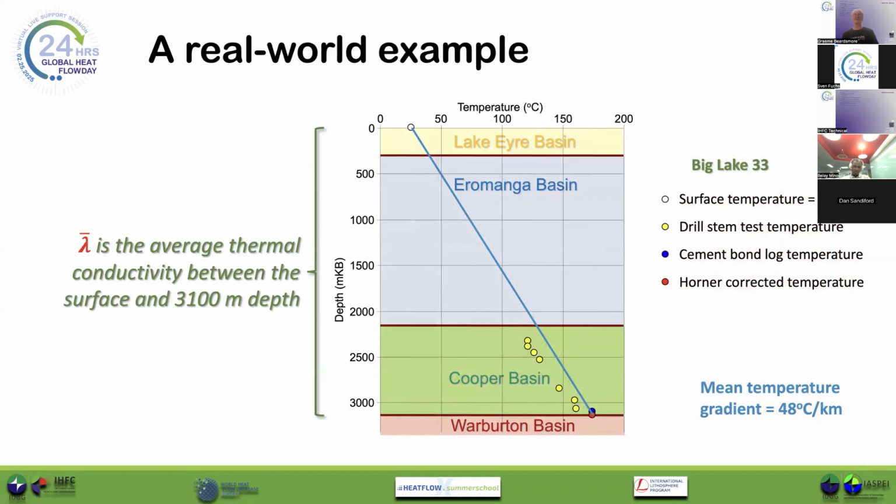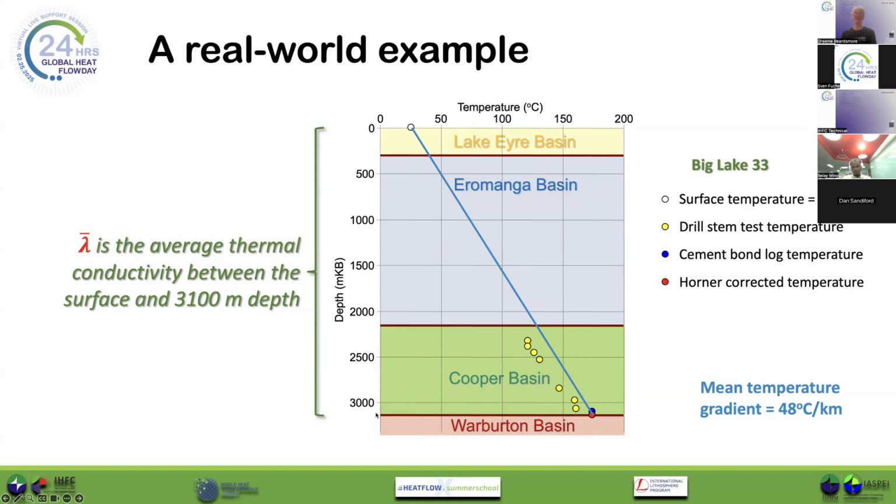So here's a real world example of temperatures that have been measured in a borehole, in this case a gas production borehole in the Cooper Basin in Central Australia, which was drilled down to about 3,100 meters depth. The average surface temperature is about 25 degrees Celsius. The temperature measured at the bottom of the bore was in excess of 150 degrees. It was about 175 degrees Celsius.